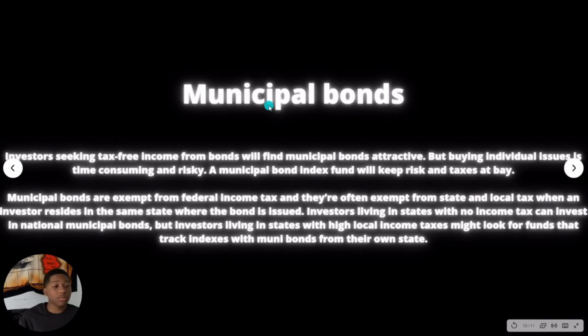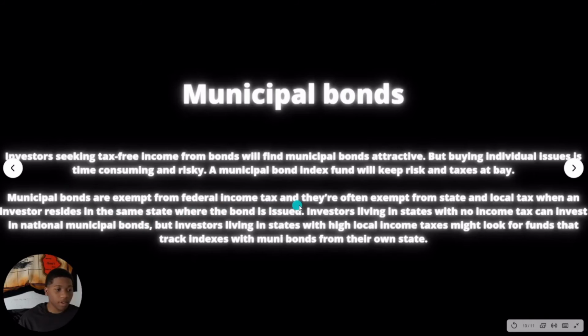and municipal bonds. Investors seeking tax-free income from bonds will find municipal bonds attractive, but buying individual issues is time-consuming and risky. So a municipal bond index fund will keep risk and taxes at bay. So you won't have to worry about your risk tolerance really. And then the tax, you don't have that much of the tax on it.